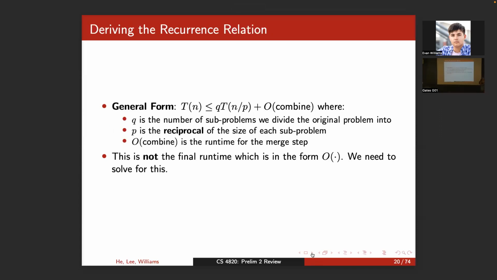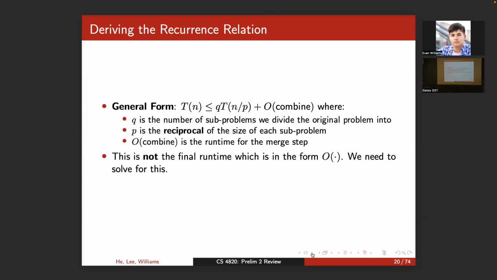Yeah, so the general form is going to be this. So we have T, which is going to be less than or equal to that. Q is going to be the number of subproblems we split it into. So for merge sort, we split it into two subproblems, so Q would be 2. P is going to be the reciprocal of the size of each problem. So for merge sort, we're splitting it into 2 halves, so that's going to be n over 2, because the subproblems are going to be of size n over 2.